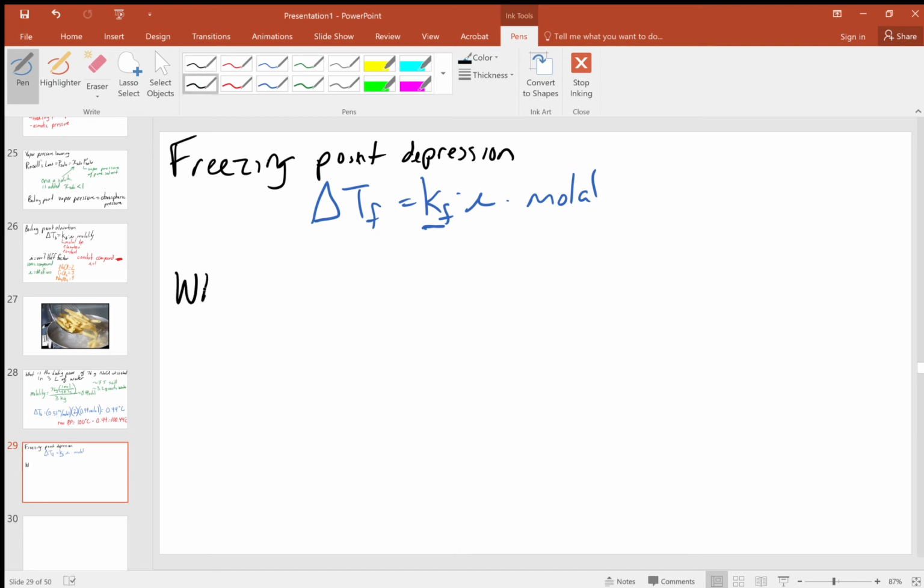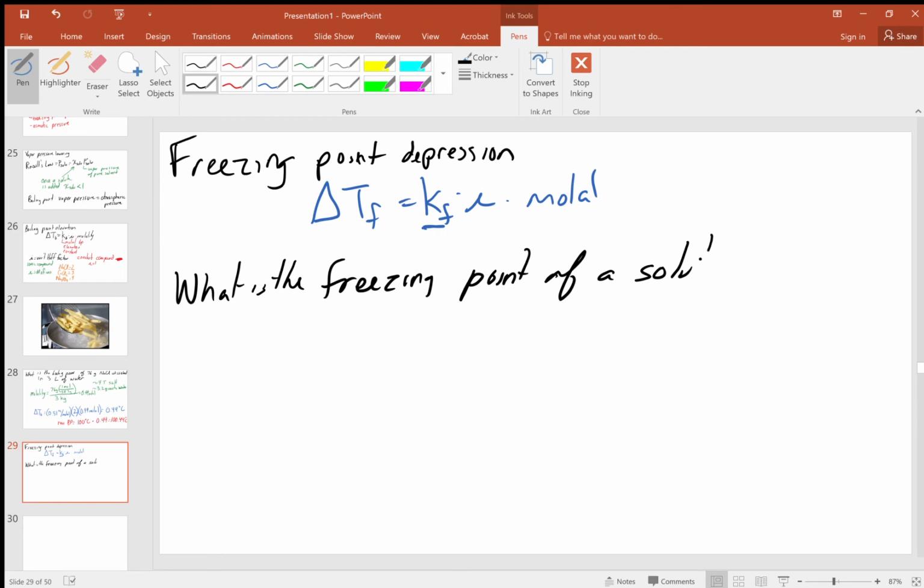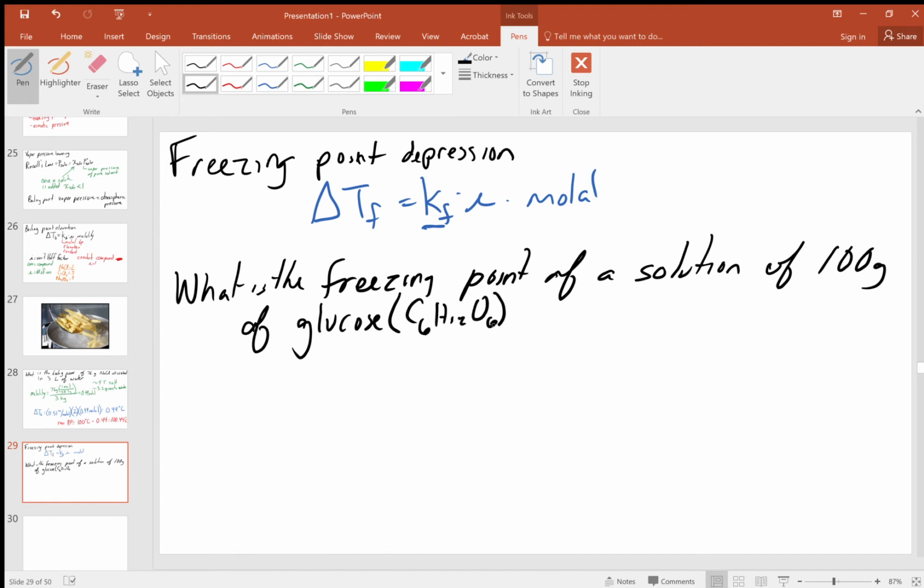So the only thing that's different in the freezing point depression equation is we have a different constant. So now let's find what if we add sugar. So let's say we add 100 grams of glucose, C6H12O6, and we dissolve that in 700 grams of water.